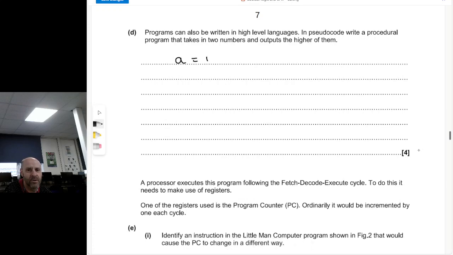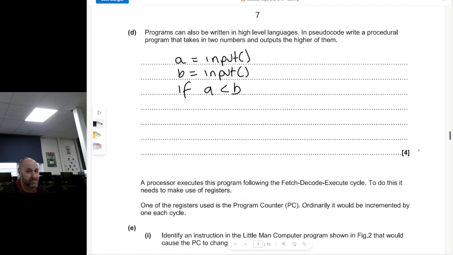So A equals input, B equals input. You only got one mark for that. A mark for doing a comparison. Keep it simple. If we're going to compare, you don't have to literally implement Little Man Computer. We can just say if A is less than B, print B, because we want the biggest, else print A. That was it. Okay? You don't have to make it complicated.